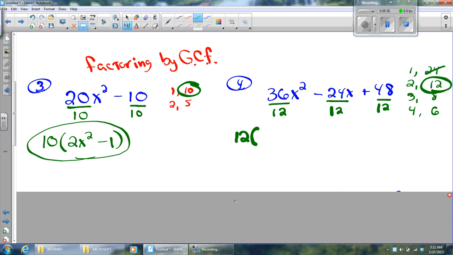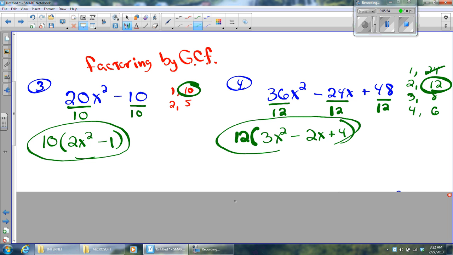Sorry, I'm in my fat pen. Hold on. There we go. And now I just divide. 36 divided by 12 is 3, and it's x squared. 24x divided by 12 is negative 2x. And 48 divided by 12 is 4. And there you go. You just factored by the GCF.